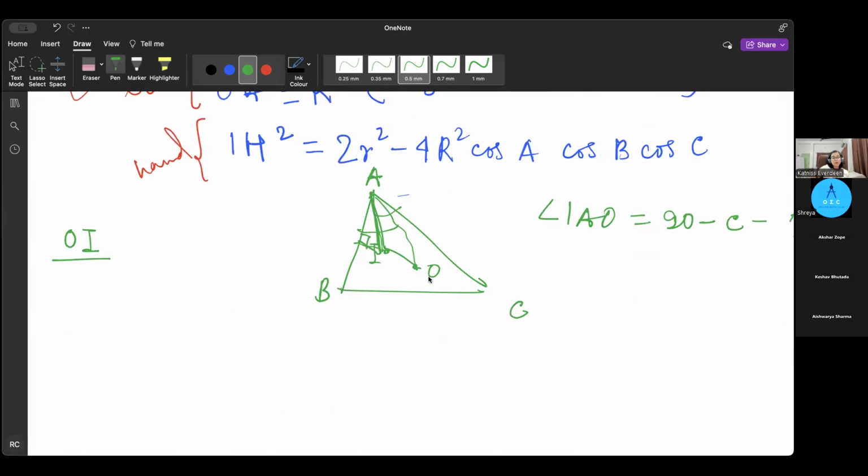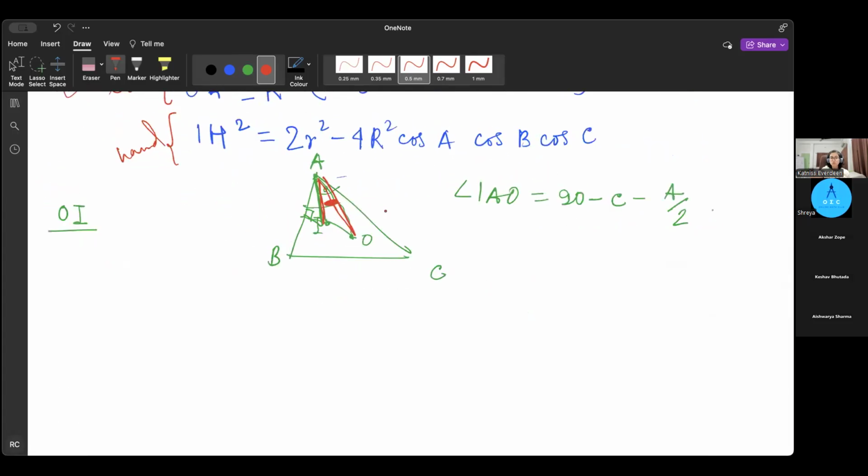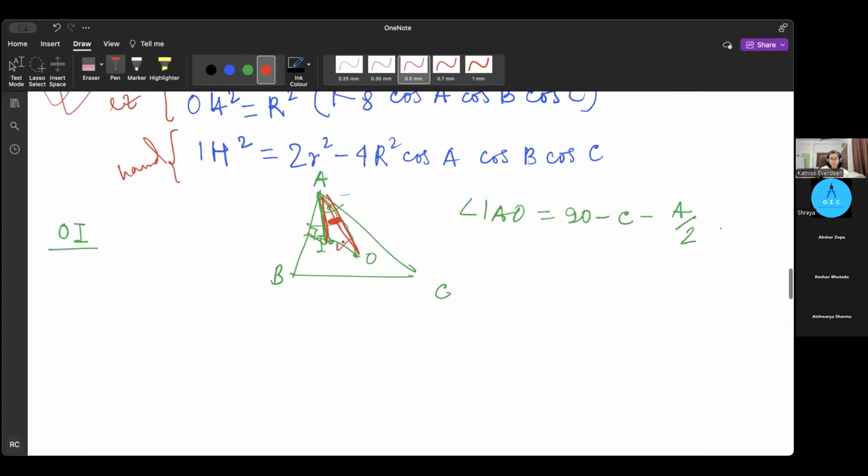And we also know AO. So we know stuff from triangle AOI, and we also know this angle. Let me highlight what we know. We know AI, we know AO is simply capital R, the circumradius, and we know this angle. So what does this remind you of? What should we do to find out IO? It's one of the first things. Exactly, let's do the cosine rule.